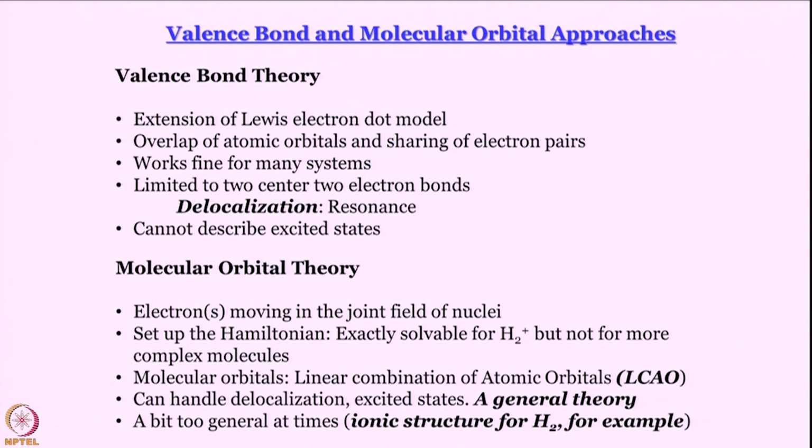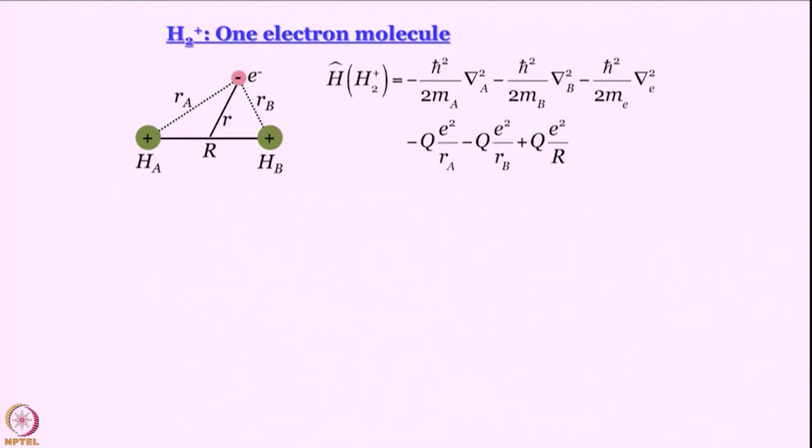To start with, let us write the Hamiltonian for H2 plus, the one-electron molecule of ours. This is sort of an extension of the hydrogen atom. Like the hydrogen atom, this also has one electron only. The only additional thing here is that it has a second nucleus. So, we can write the Hamiltonian without much hassle.